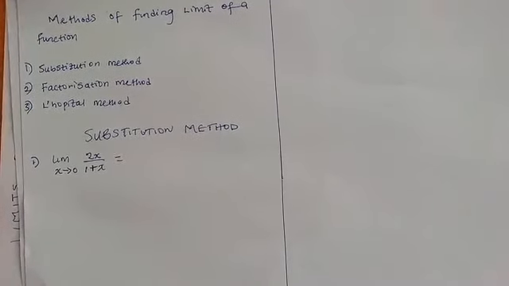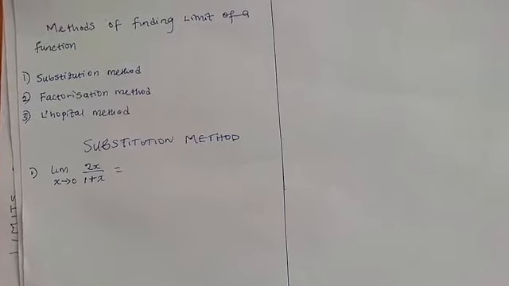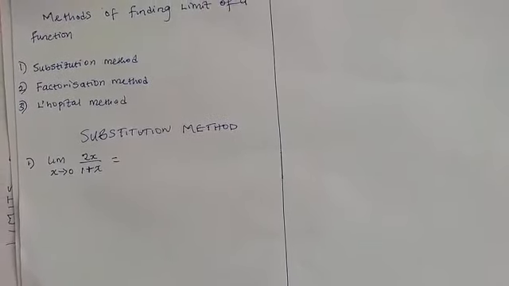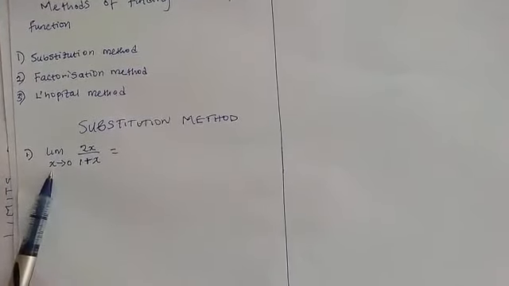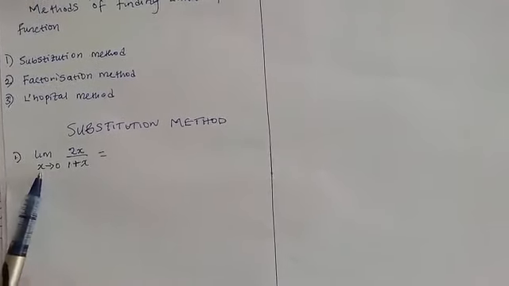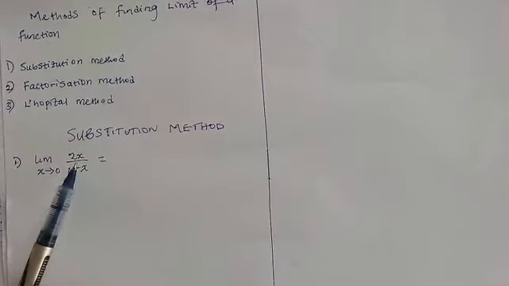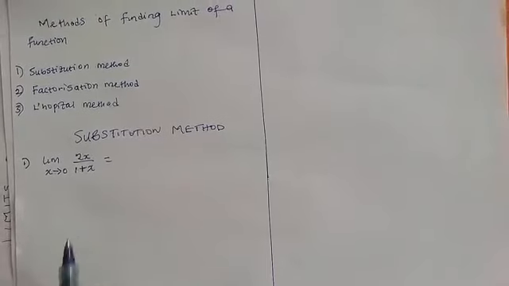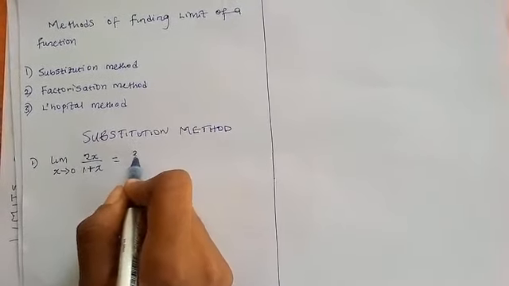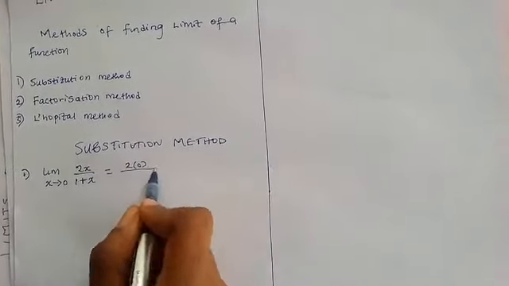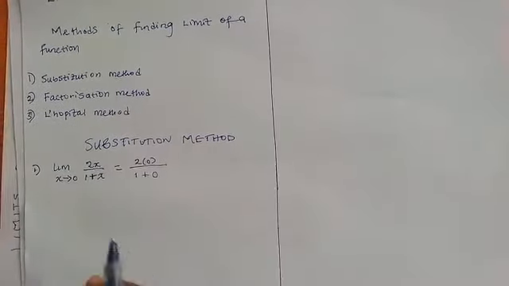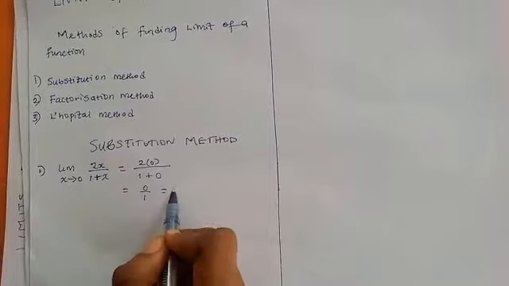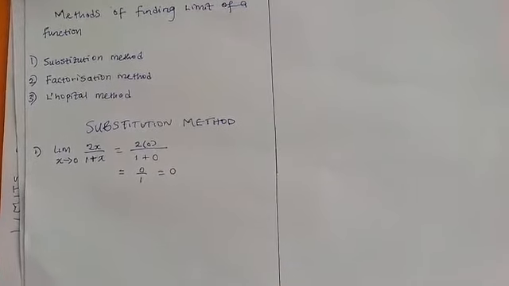Just as the name implies, substitution: when you are given the value of x, anywhere you see x, you input the value. What do I mean? Here we are told that x tends to 0. It means x is approaching 0. That means anywhere we see x in the given limit, we substitute the value of x given to us. So we have 2 times 0 over 1 plus 0. And this is equal to 0 over 1, which is equal to 0. See how simple it is.